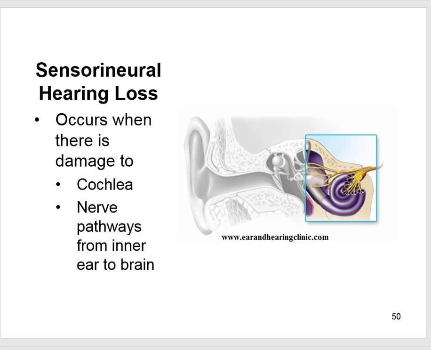Sensorineural hearing loss. This occurs when sound waves are not processed correctly. It occurs when there's damage to the cochlea, which is in the inner ear, or the nerve pathways from the inner ear to the brain, and that's retrocochlear. It causes permanent hearing loss. Some causes could be injury during birth, ototoxic drugs, which means toxic to the ear, noise exposure, viruses, head trauma, aging, or tumors.